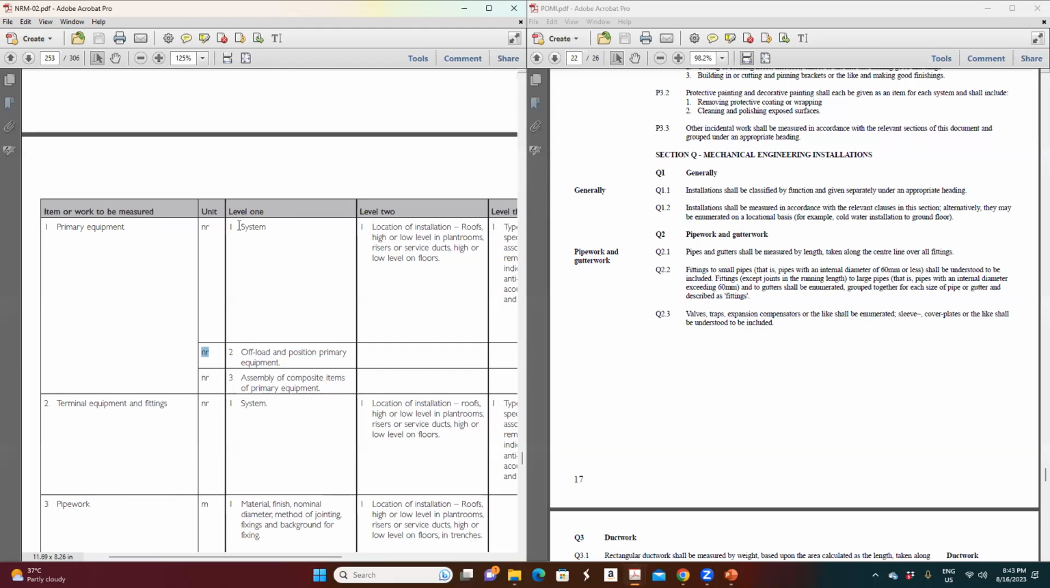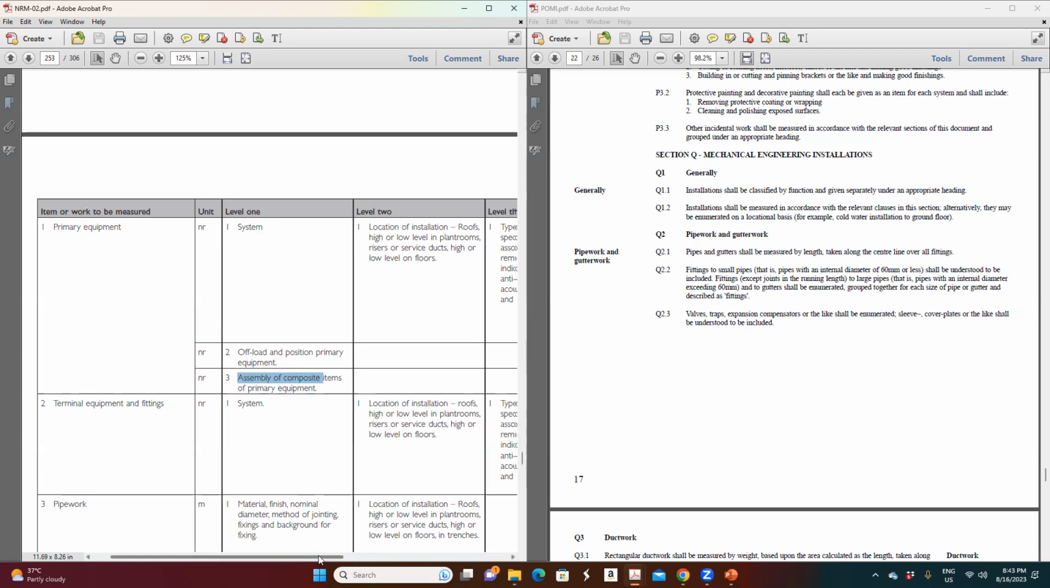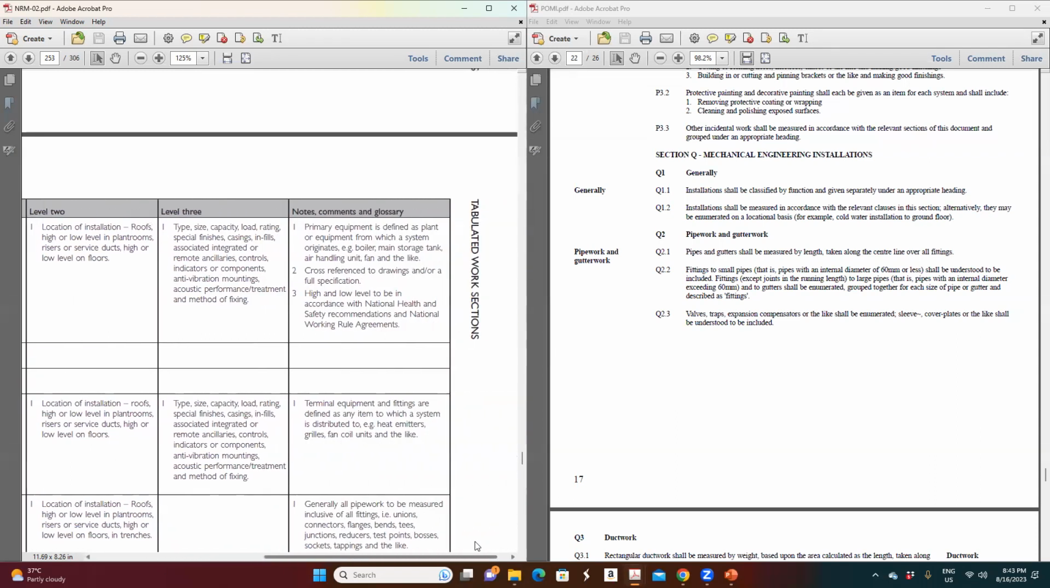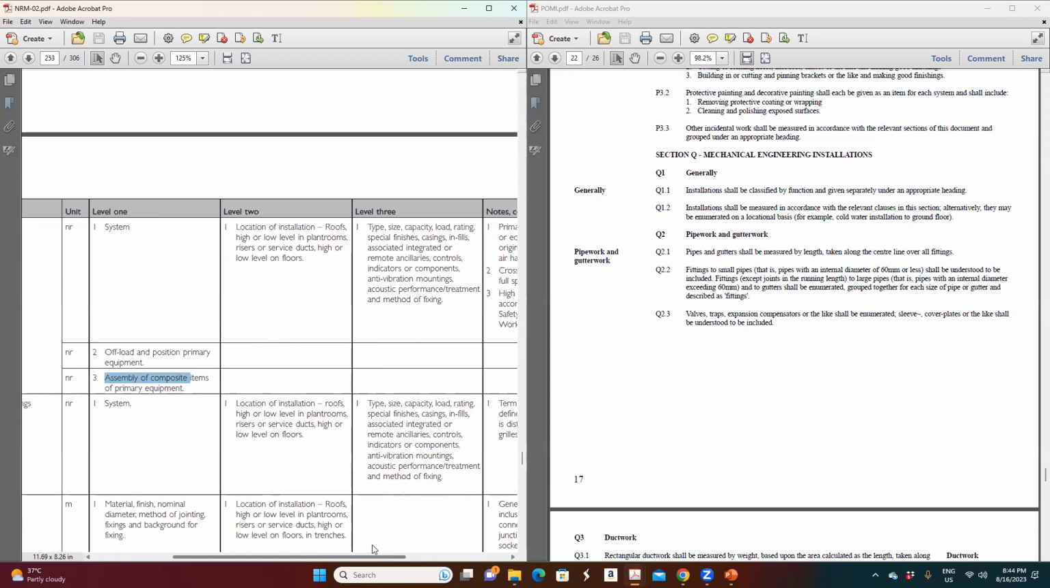This is the purchase item, this is the storing item, and this is another item, also measured by number: assemble composition items of the primary equipment. Okay, assembling. For example, if a chiller is coming in fragmented pieces, you will bring it to the store and you will assemble it.